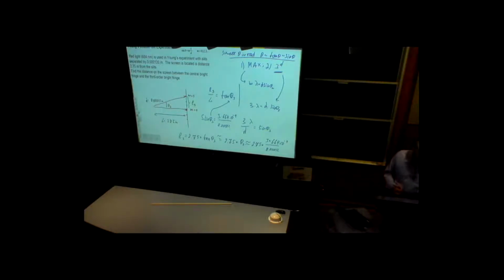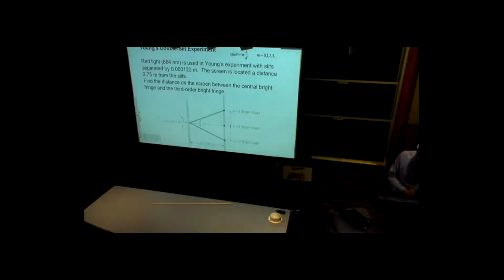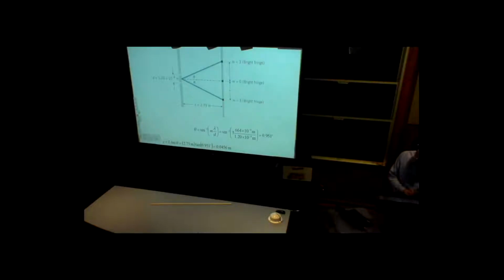And now I can take a calculator and calculate it. There will be no difference how we do it, of course. It's just a kind of time-saving hint. That's it. So, the answer is supposed to be 0.0456 meters, or about 4.5 centimeters.